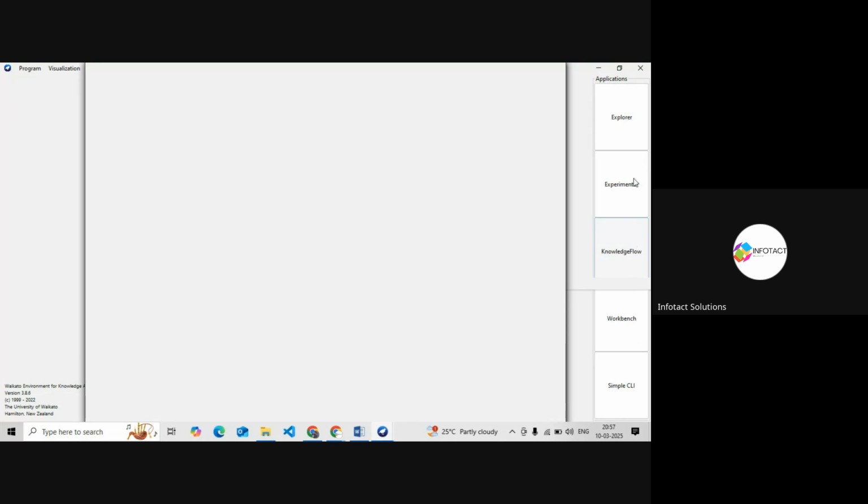Mainly in Weka we are using these three, and from these three we are using mostly the Explorer, then the Experimenter, and somehow we are using Knowledge Flow. Okay, somehow. If you want to go for complex stuff, use Knowledge Flow, else Explorer and Experimenter.